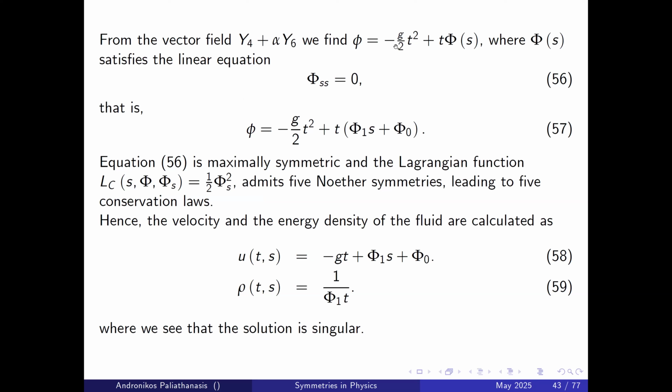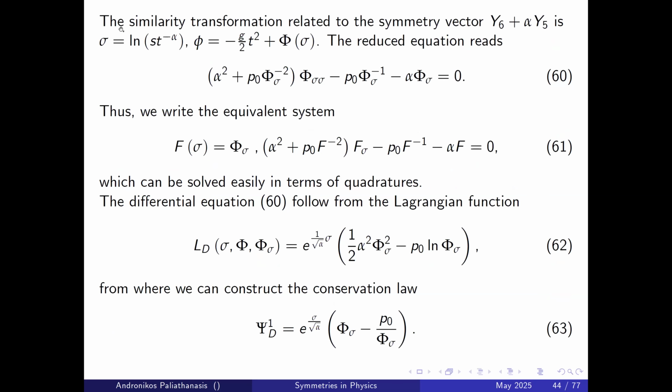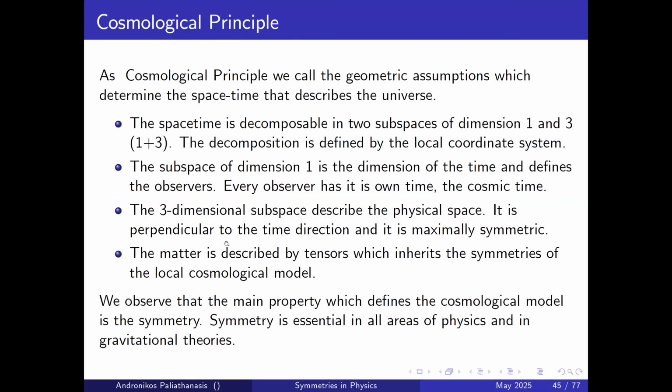Now we assume this symmetry vector, we apply this transformation, and we end up with a linear differential equation, and this is the solution. This means this equation follows from a Lagrangian which is maximally symmetric, with 5 Lie symmetries and 5 conservation laws, and easily the analytical solution in the original variables is this one. The similarity transformation related to Y6 and Y2 is given by this expression. The reduced equation reads as follows, and we can express it easily and recover everything as before.